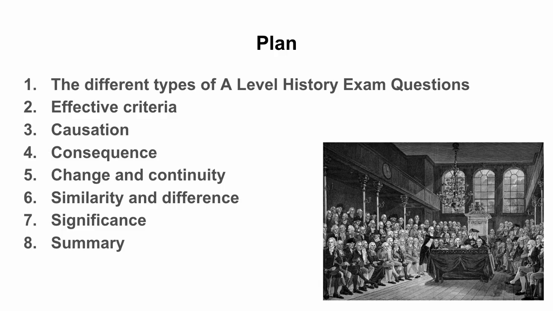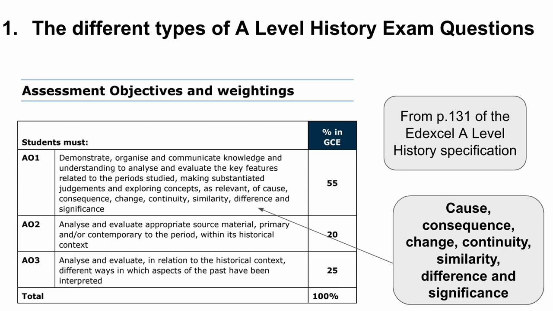So I'm going to talk through the different types of A-level history exam questions and talk about effective criteria. I've done another video on criteria that I'll link to in the description. And then I talk through the different concepts and then give a summary. So to begin with, there are different types of A-level history exam questions. And once you know this, I think it'll really help your essay writing and your analysis in your essays specifically.